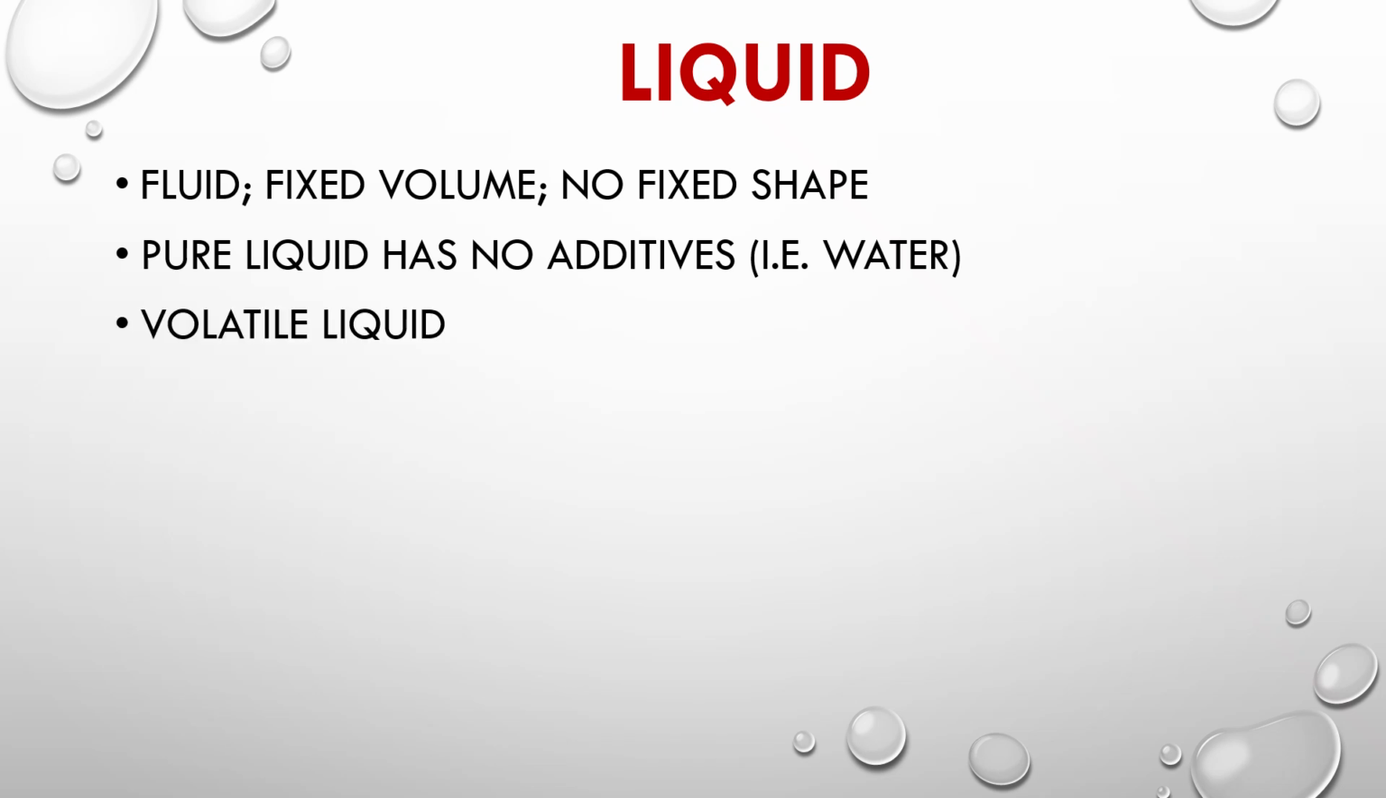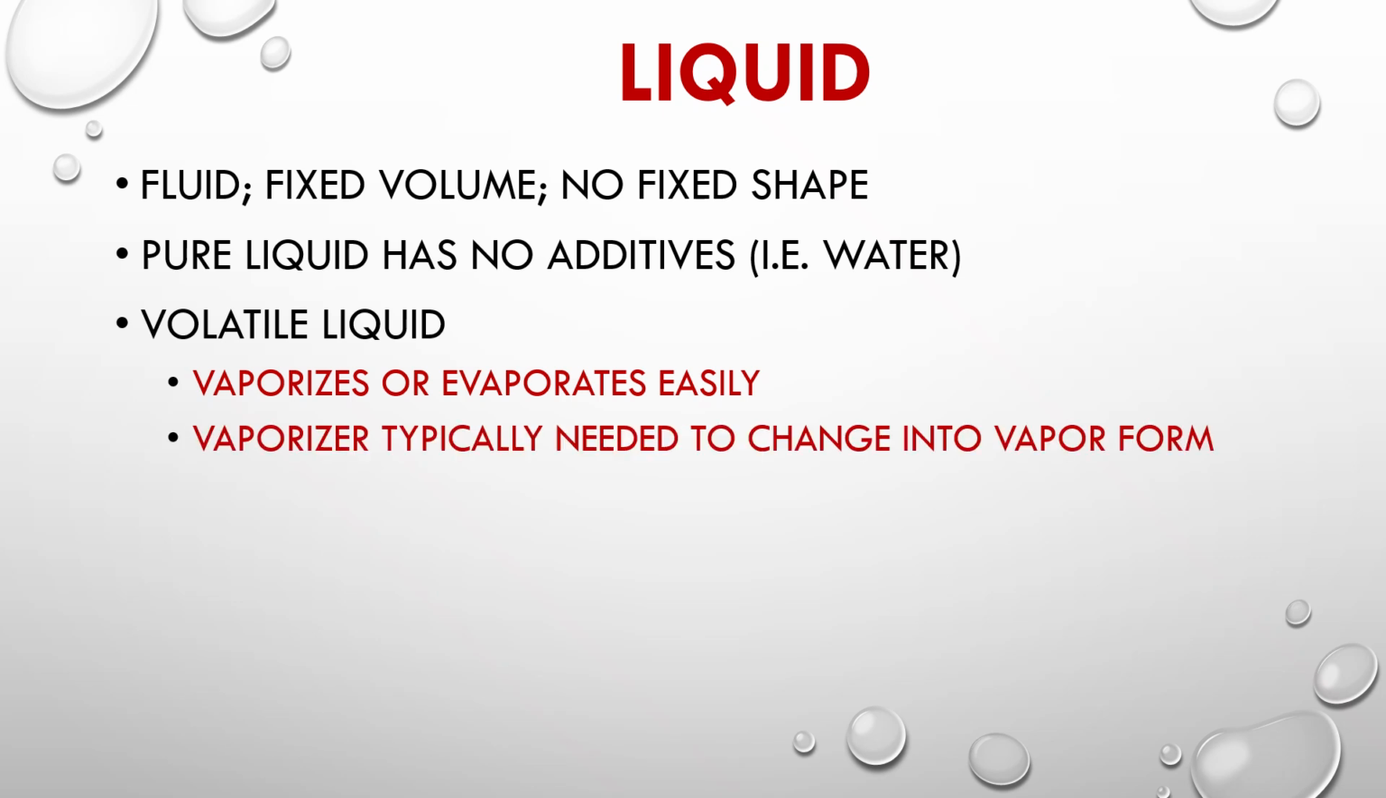A few different types of liquids we'll talk about. So we have volatile liquids. So these vaporize easily. So again, our gases are vapor forms of a liquid, but a volatile liquid just means it evaporates very quickly. So it goes from a liquid to a gas very quickly. So it's hard to kind of store that or work with it sometimes. So vaporizers typically are needed to then change it from that liquid to the vapor form.